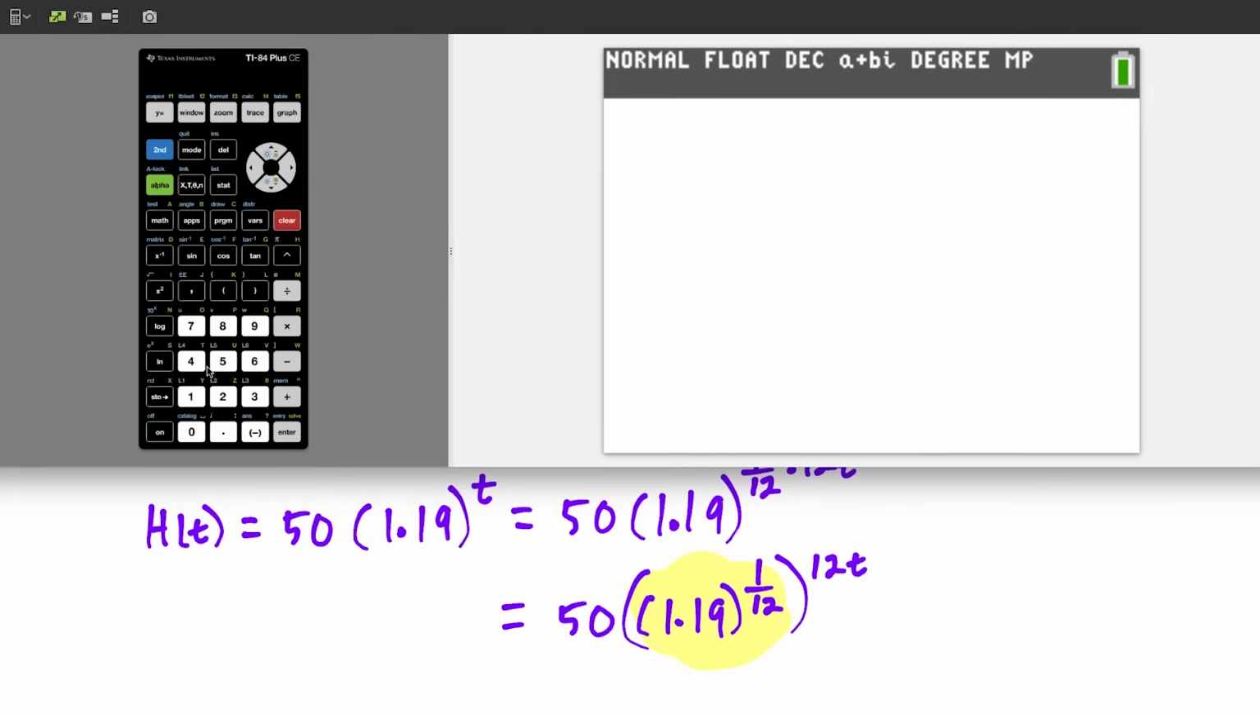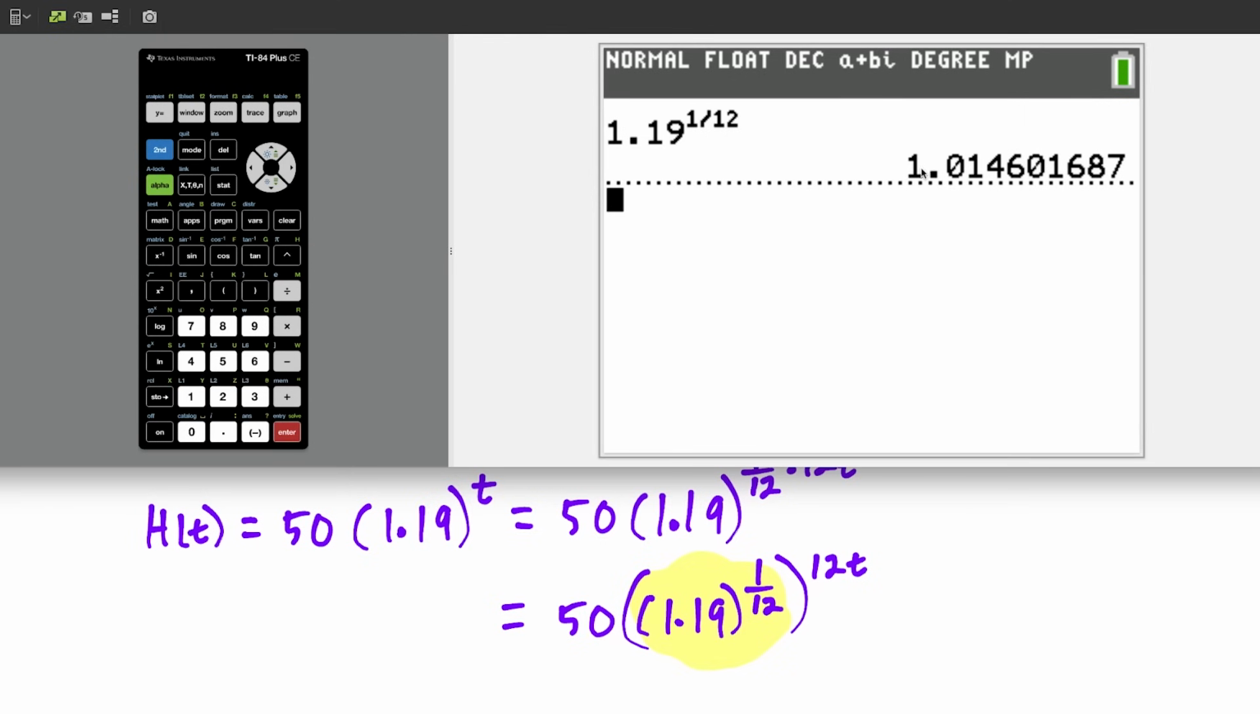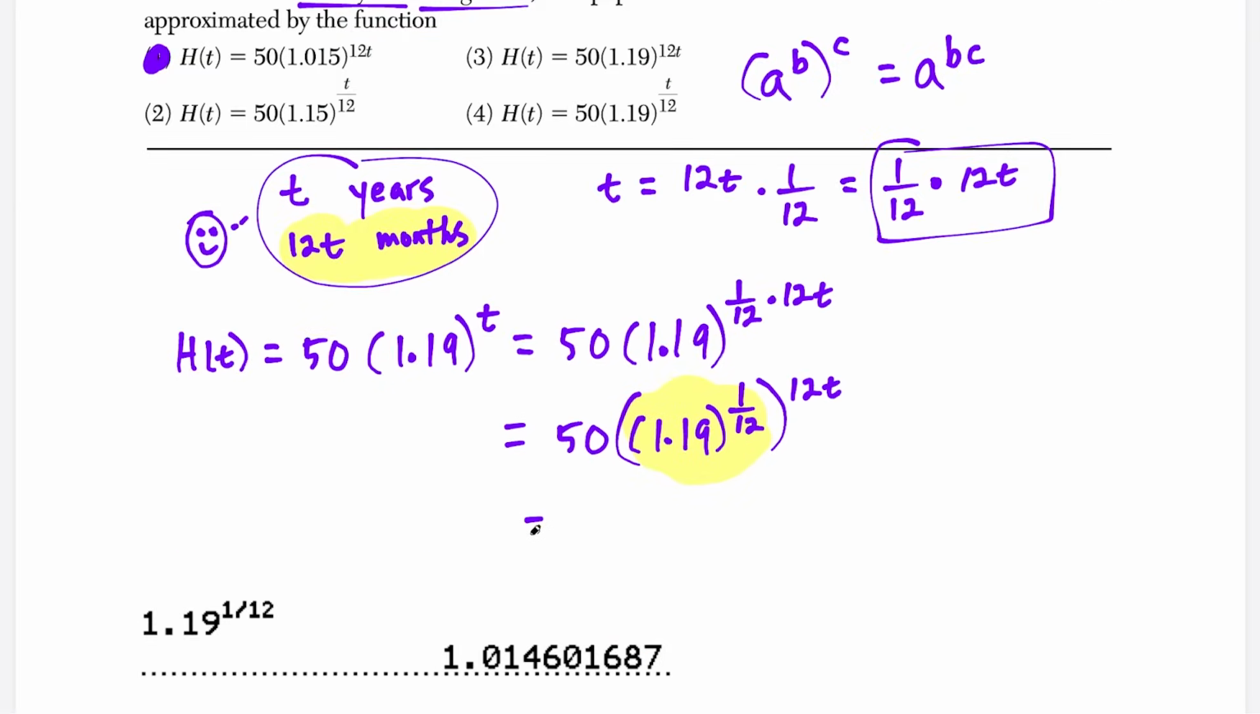So we'll just type in this base here. We have 1.19, and we're raising this to the 1/12th power. So 1 divided by 12. And this is the decimal value we get. So we'll simplify the highlighted part here, and we'll round to 3 decimal places. So we have 50 times 1 point, and we're going out here to 3 decimal places. So to the right of the 4 is a 6, so we're going to round this up to 1.015. That's the highlighted stuff to the 12t power, and we can see that this does match up with choice 1.